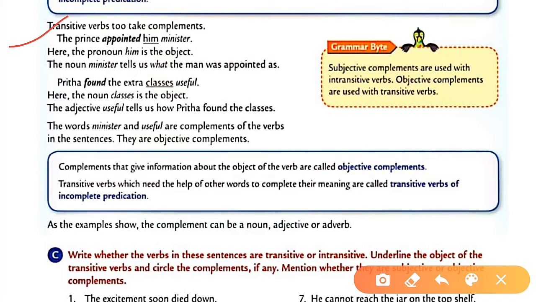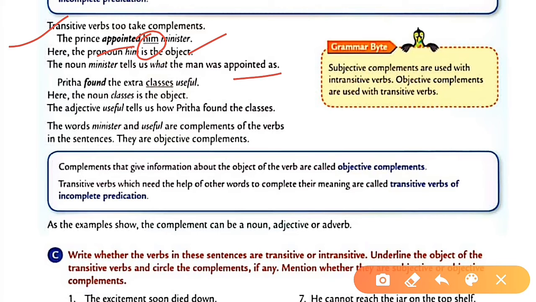Transitive verbs can take complements. Like, the princess appointed him minister, right? So there is an object required. Here the pronoun him is the object. Okay, already I told you. The noun minister tells us what the man was appointed as.